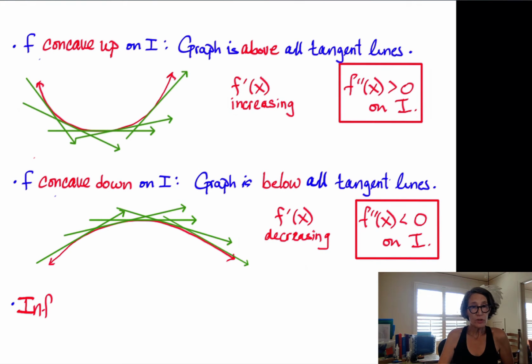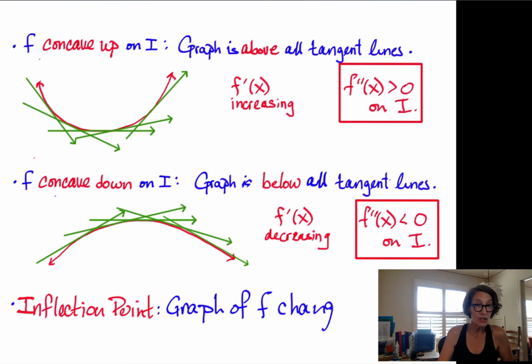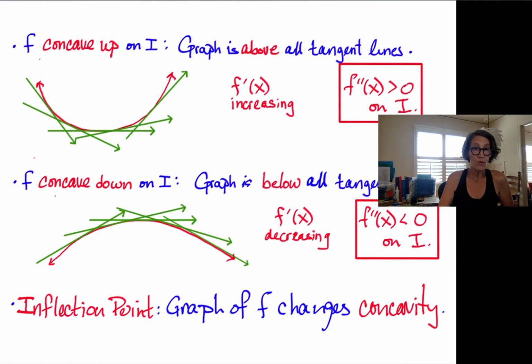There's also something called a point of inflection, or an inflection point on the graph of a function. That's a point where the graph changes concavity. So if the graph of f changes from concave up to concave down, or from concave down to concave up, the point where that happens is called the point of inflection, or the inflection point of the graph. And notice that also means it's the point where the sign of the second derivative changes.